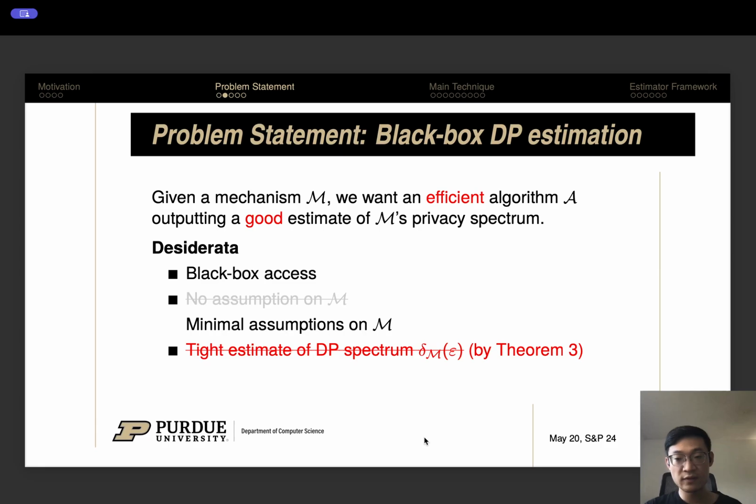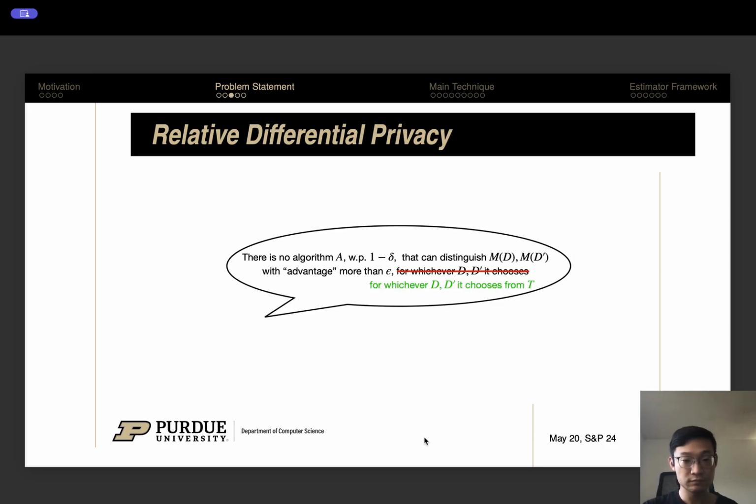Please refer to our theorem 3 for a formal description, but intuitively, this is due to an observation that a mechanism might have an infinite number of neighboring input pairs. So to circumvent such impossibility, we propose a relaxed notion of DP. We call it relative DP. The only difference between relative DP and DP is that instead of considering all the neighboring inputs in the mechanism's input domain, relative DP only considers the neighboring inputs from a chosen set T.